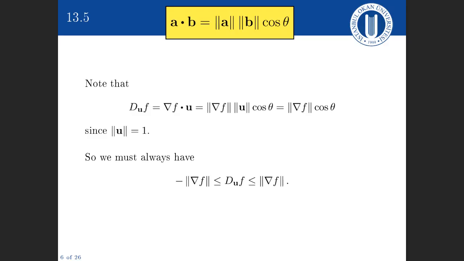Cos theta is always between -1 and 1. So the directional derivative of f in the direction u is always going to be a number between minus the norm of nabla f and the norm of nabla f. The biggest possible value of a directional derivative is the norm of the gradient, and the least possible value of a directional derivative is minus the norm of the gradient.